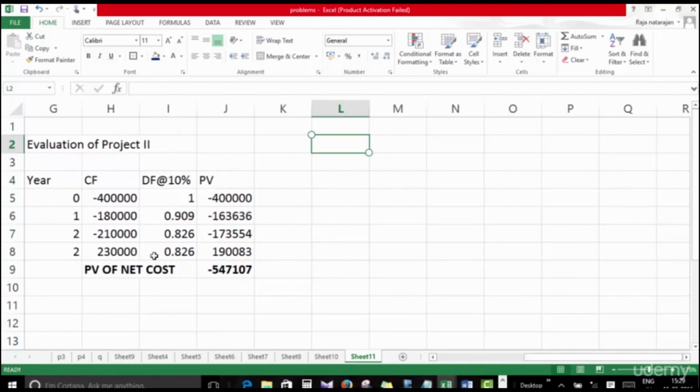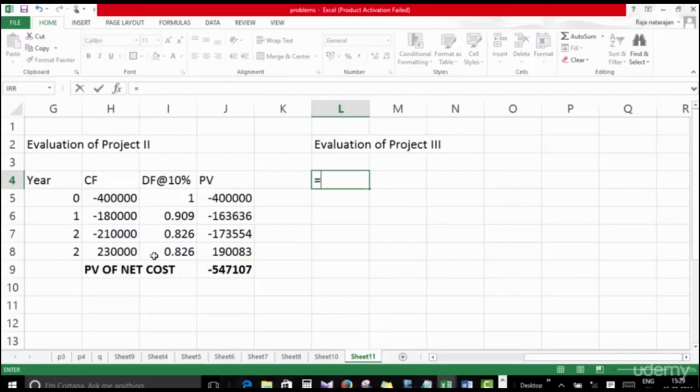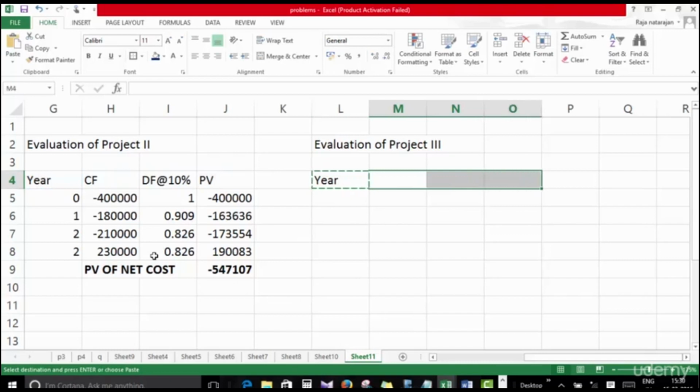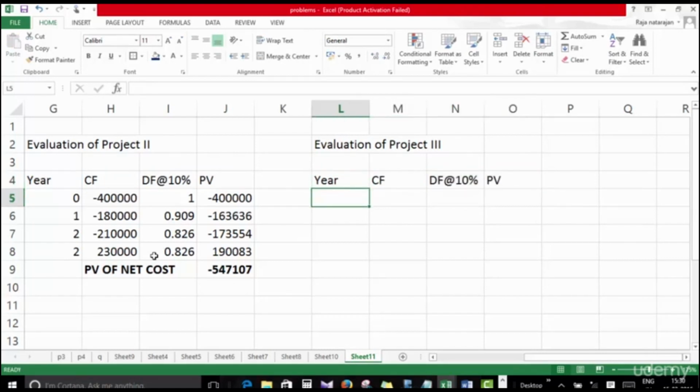Next we'll have the evaluation of project 3, where we will dispose at the end of year 3. Let me capture this: year, cash flow, discount factor, and PV. The period is 0, 1, 2. The disposal is going to happen at the end of year 3, so I have to incur operating cost in year 3. Then I'll get the salvage value at the end of year 3.